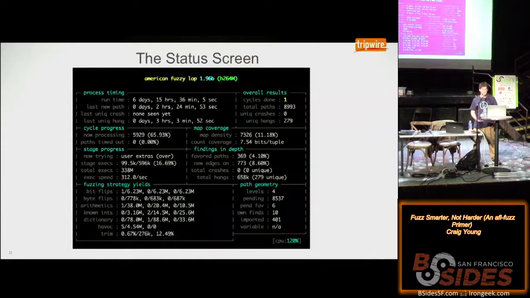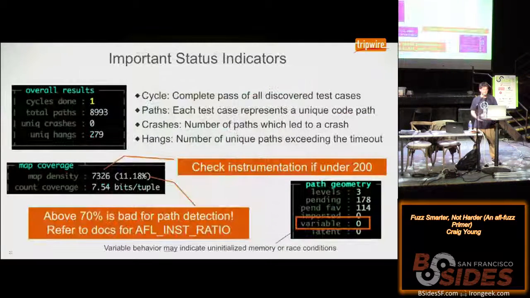When you're running it, you'll get a status screen that's something like this. Very nice retro look there. And if we start breaking that down, there are some important elements that you can take from the status screen. So first, in the overall results box, you've got this cycles done. What is a cycle? Well, this means that you've gone through all of the test cases in your queue and gone through a stage of fuzzing on them. You generally want to let something run for at least one cycle, typically several cycles. The color on that will actually start changing as you stop identifying new paths for long periods of time.